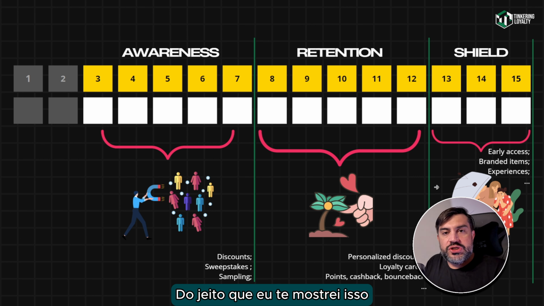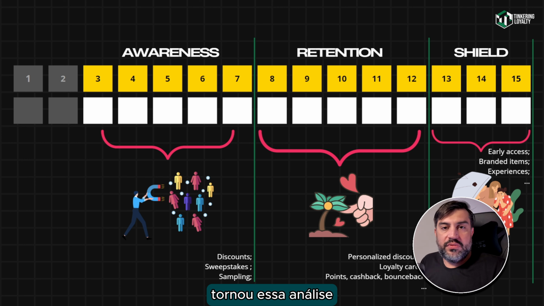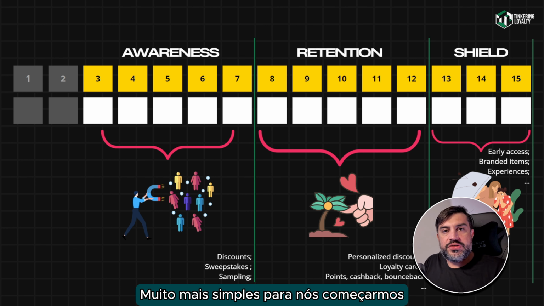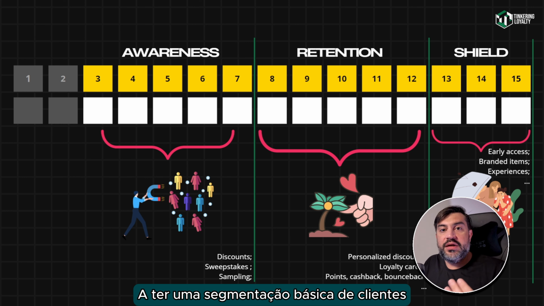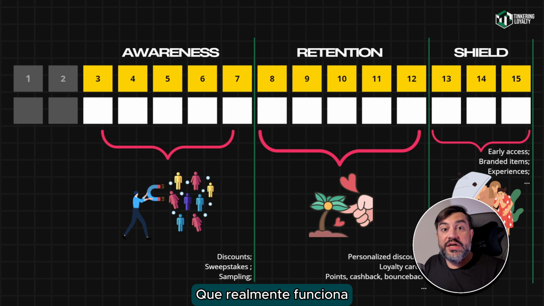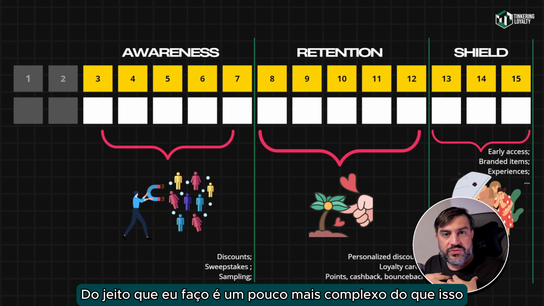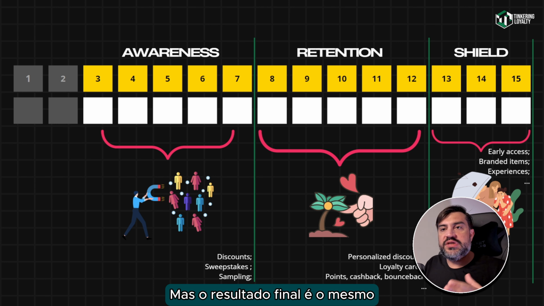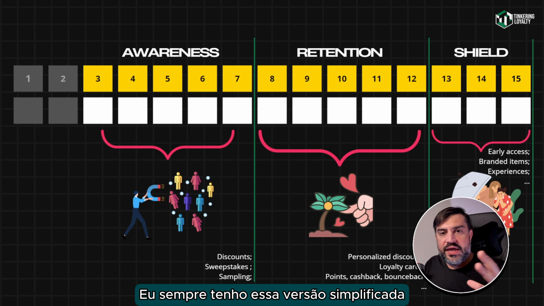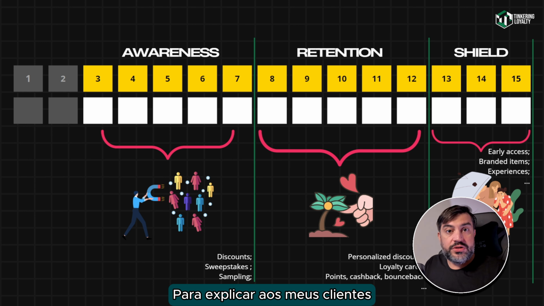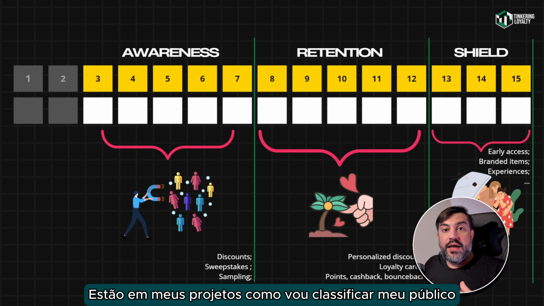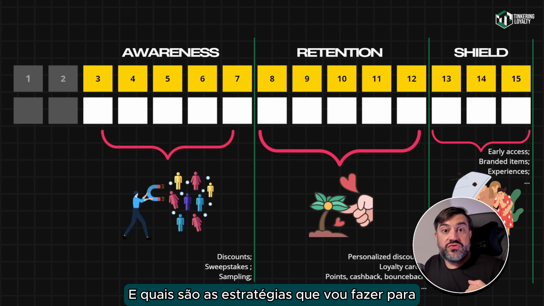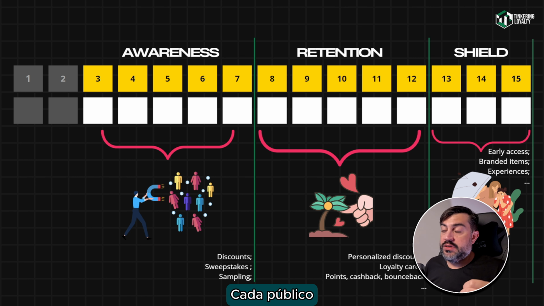The way that I showed you this made it way simpler for us to start having a basic customer segmentation that really works. The way I do it is a bit more complex than that, but the end result is the same. I always have this simplified version to explain to my customers, or in my projects, how I am going to sort my audiences and what strategies I'm going to use for each audience.